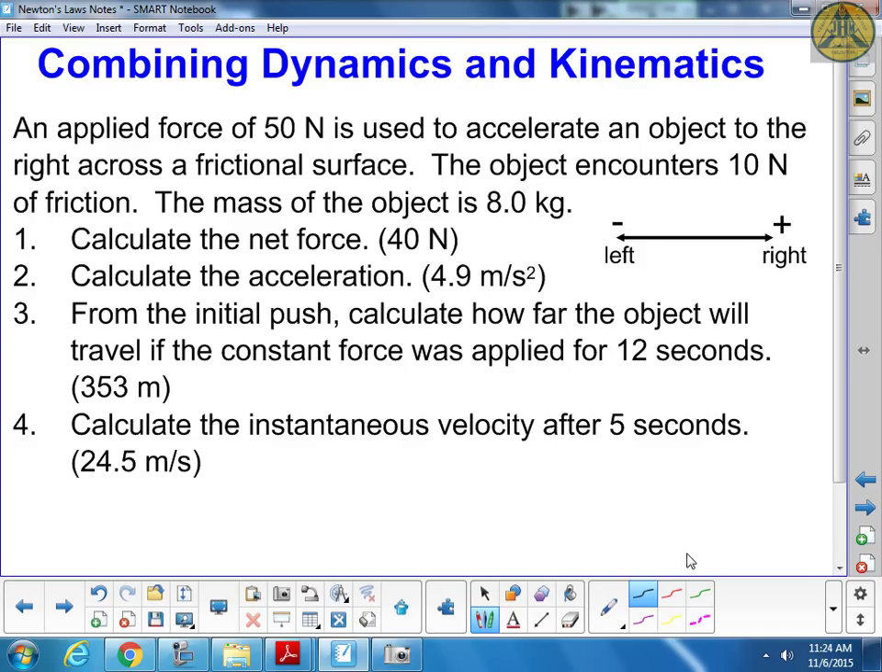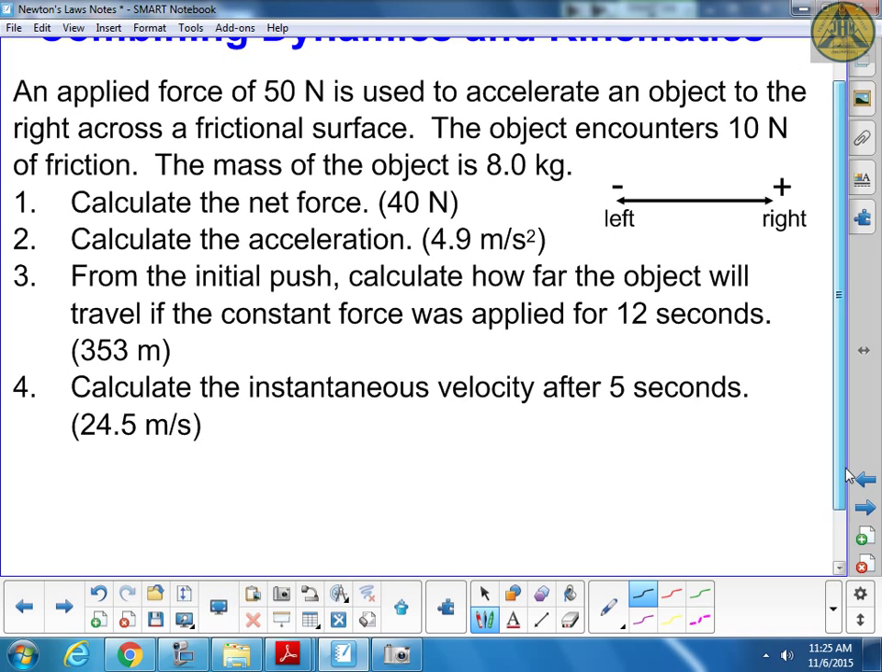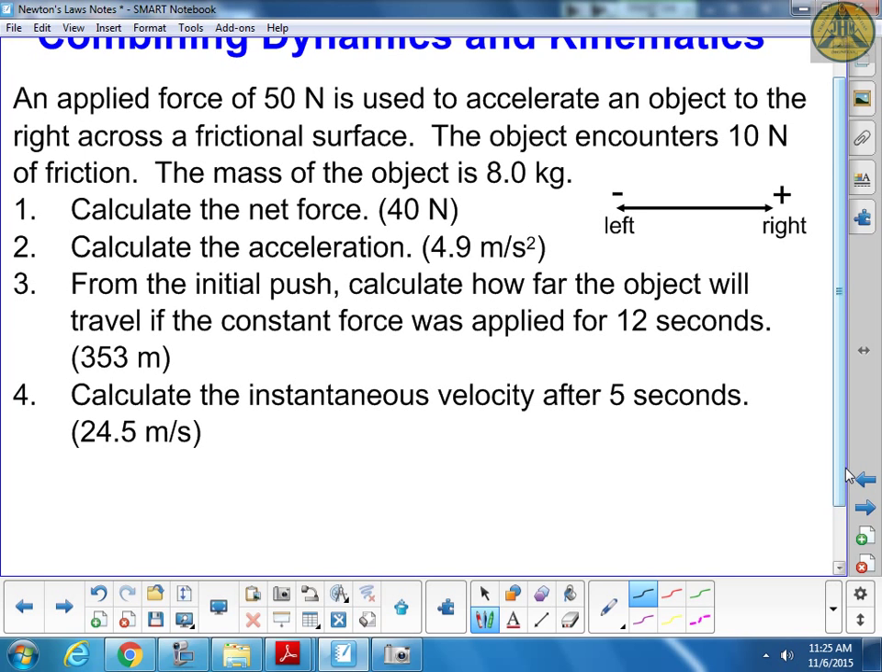We've got an applied force of 50 newtons. Just think of it as someone pushing with 50 newtons of force. That's like lifting 5 kilograms, roughly 13 pounds. I'm trying to picture what that force feels like. It's used to accelerate an object across a frictional surface. So there's friction between the object we're pushing and the surface. The object encounters 10 newtons of frictional force, and the mass of the object is 8 kilograms.